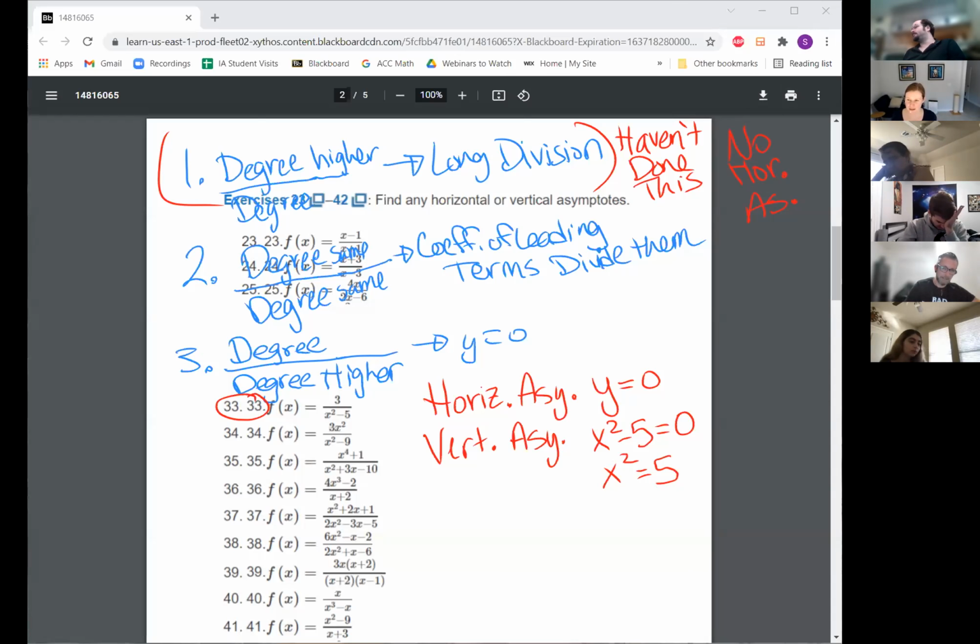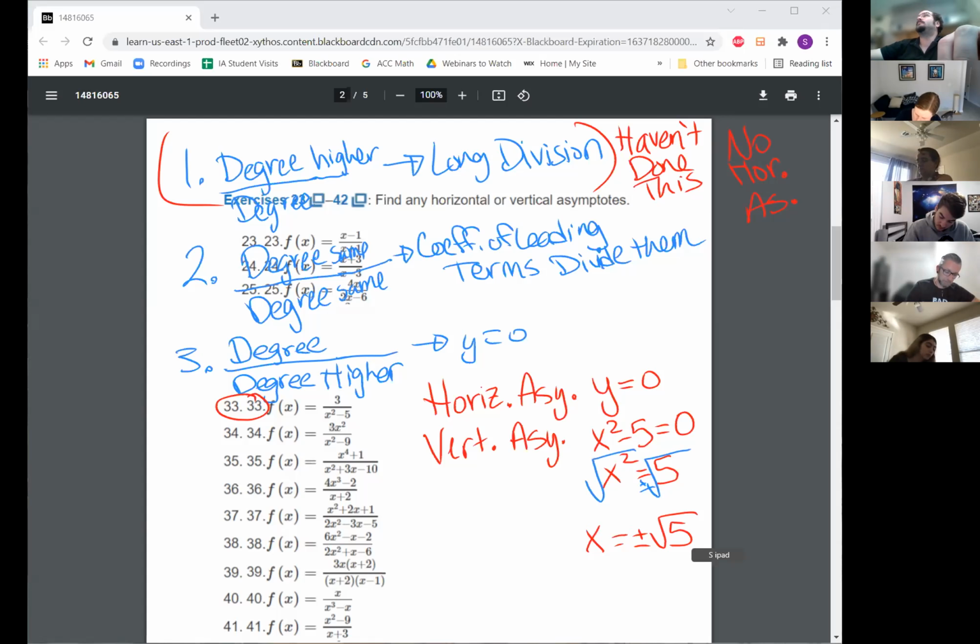It'd be dividing. Oh, that's the opposite of multiplying. The opposite of squaring is square rooting. So we're gonna square root. Remember, when we square root, we have to have our plus or minus. Don't forget that. So we get x equals plus or minus square root 5, because that doesn't break down. And that's it. Those are our asymptotes.